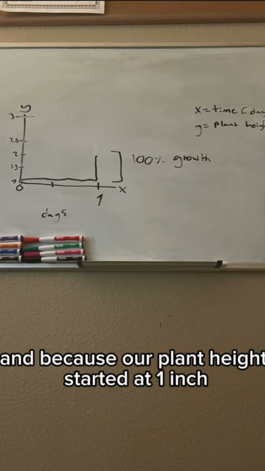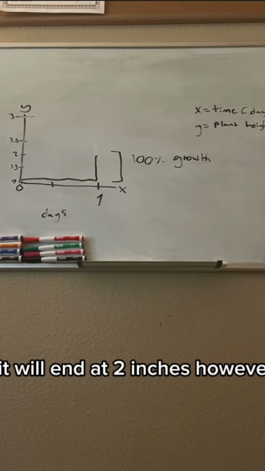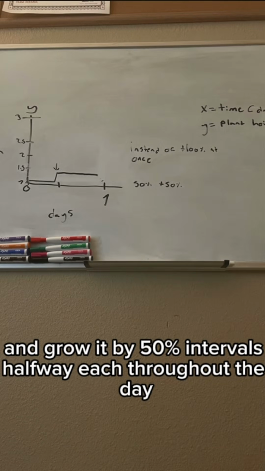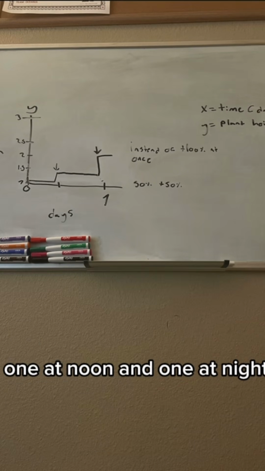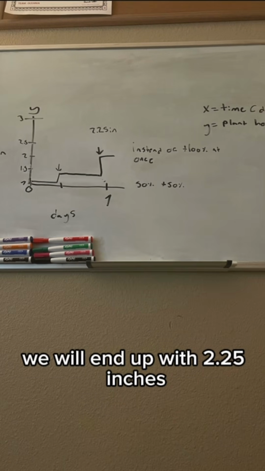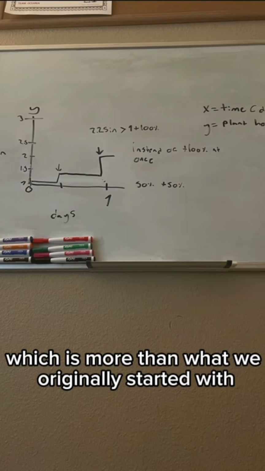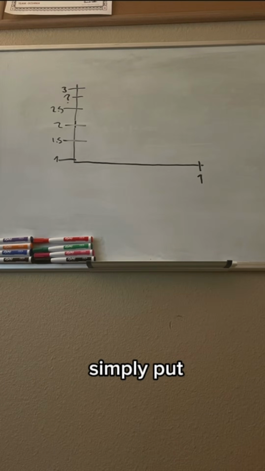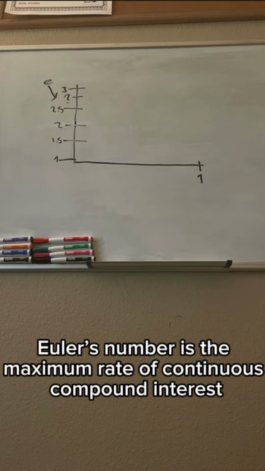And because our plant height started at 1 inch, it will end at 2 inches. However, if we take the same base of our original plant height and grow it by 50% intervals, halfway throughout the day, one at noon and one at night, we will end up with 2.25 inches, which is more than what we originally started with if it grew directly at midnight. Simply put, Euler's number is the maximum rate of continuous compound interest.